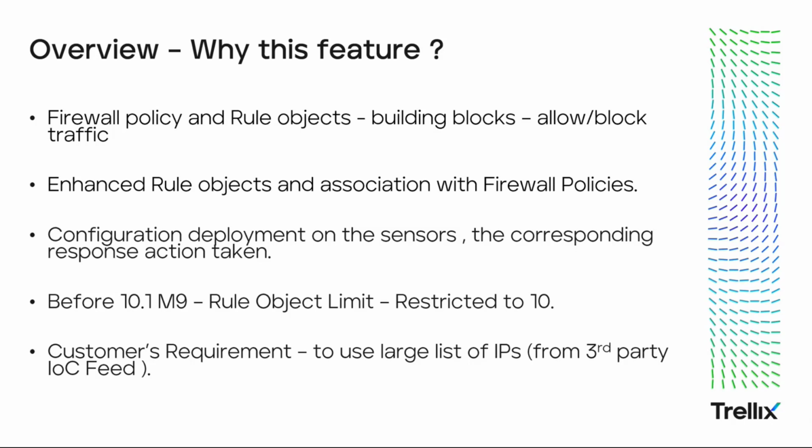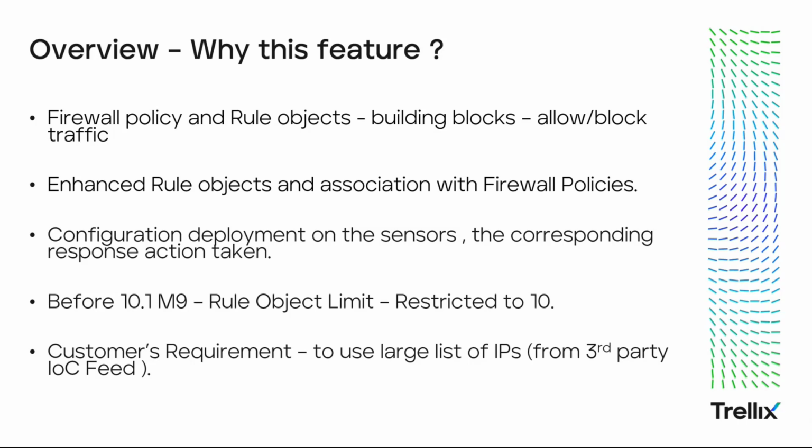Certain rule object types are deployed in the source and destination address fields of the firewall policy. This firewall policy is then applied on the sensor's interfaces, and the configuration is pushed to the respective sensor from the NSM. Accordingly, the traffic matching the IP addresses is allowed or blocked by the sensor. Again, this depends on the response actions which have been configured in the firewall policies.